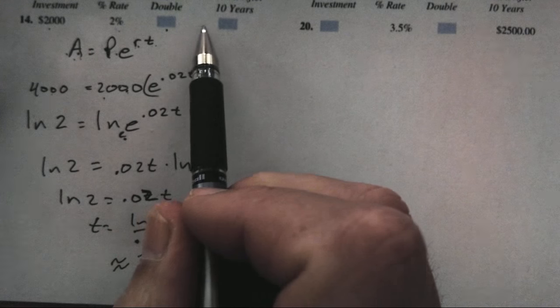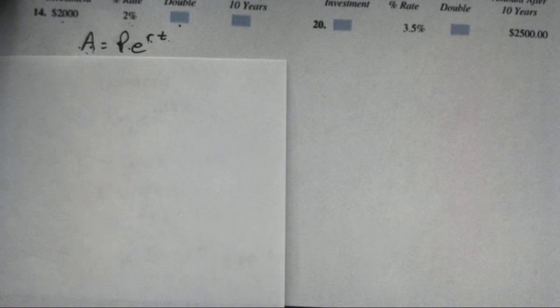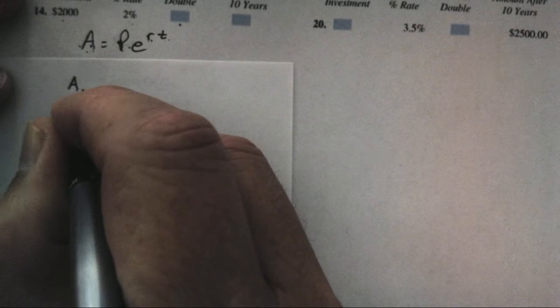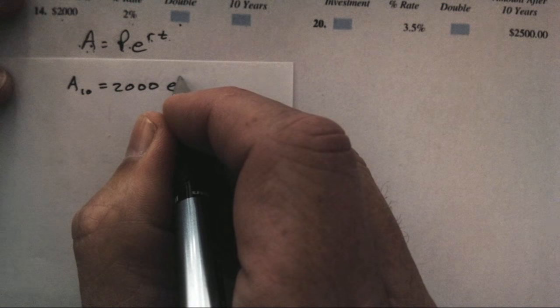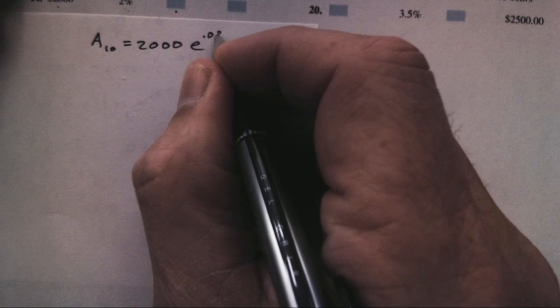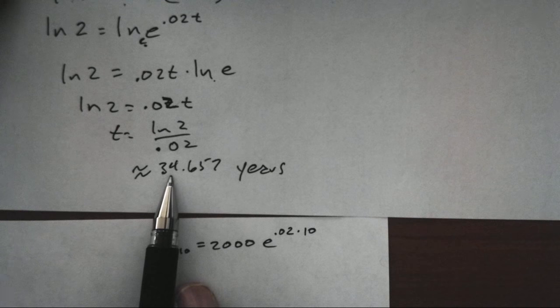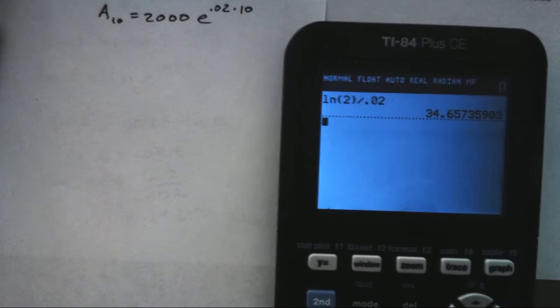All right, so that's time to double, and I definitely did not allow room for myself on this, so I'm going to come back up, and I apologize. I should have warned you ahead of time to write smaller on your note sheet. I'm going to come back in here and do the amount after 10 years. So A10 equals 2,000 e to the 0.02 times 10. This is an easier one. If it doubled in 34 years, it's not going to double in 10 years, but we're still going to have a fair amount more. It's going to be less than 4,000 by a fair amount. So that is a straight calculator problem now.